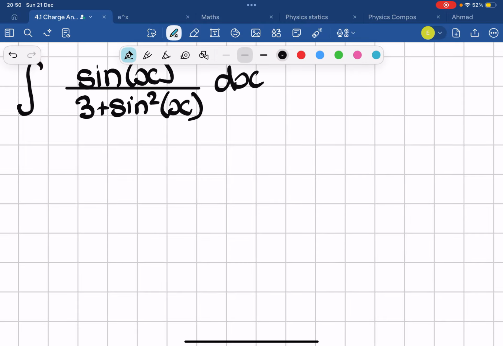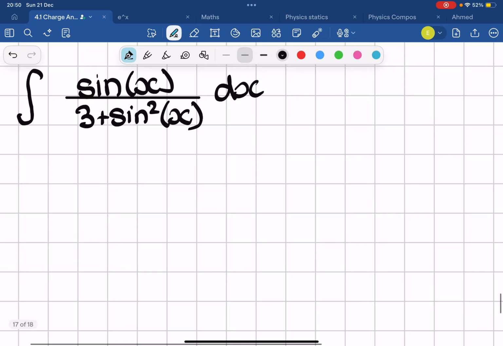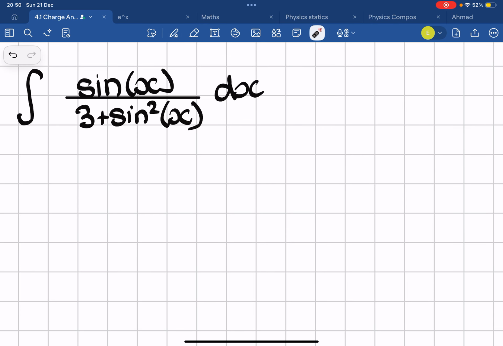Right, cool. Today we're presented with the following integral. We need to integrate sine x over 3 plus sine squared x with respect to x. Now, when integrating, the first thing I look at is, does the denominator differentiate to give something on the top or something of that nature? Well, sine squared x differentiates to 2 sine x cos x, which is obviously not a numerator.